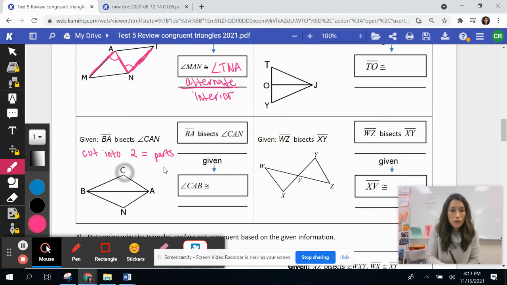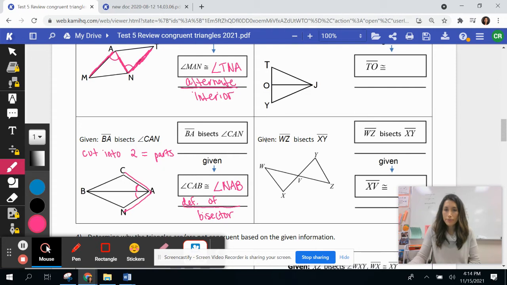So we're bisecting angle CAN. This angle here is being cut in half into two equal parts. So one part is angle CAB. Go ahead and name the angle that it's congruent to and give the reason. Okay, it is congruent to NAB, and that is because it is a bisector. You can say definition of bisector. If I said I bisected something, I made two things equal based on its definition.